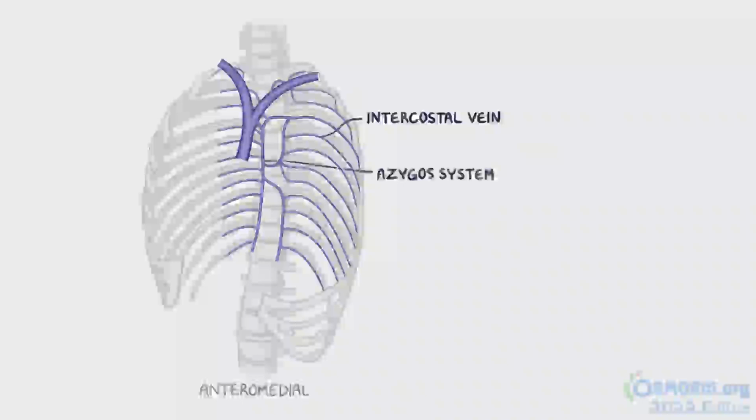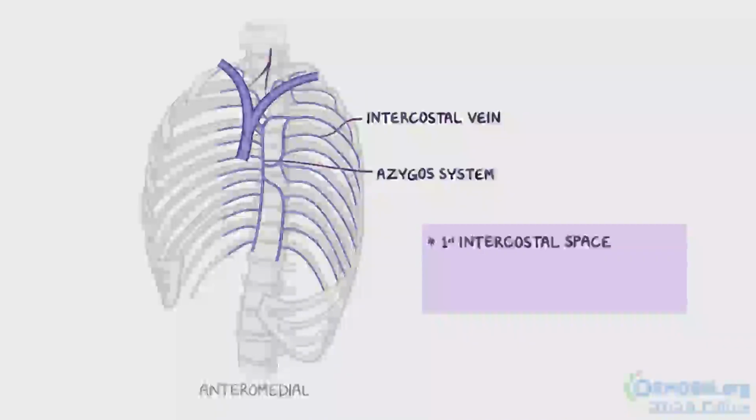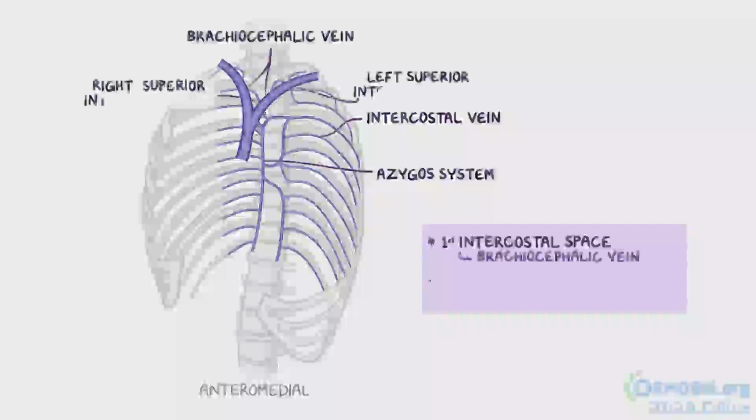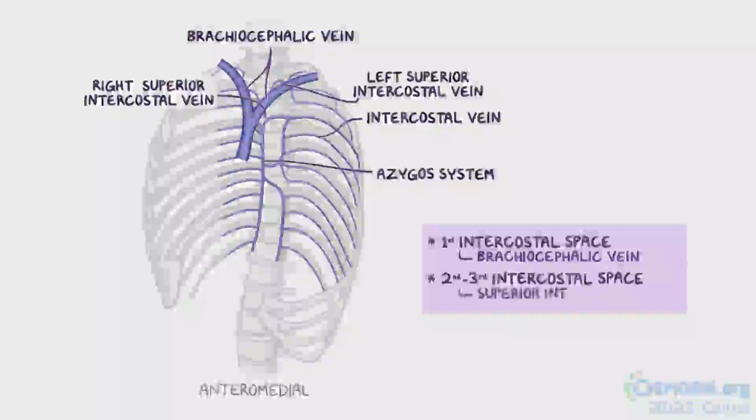The posterior intercostal veins of the first intercostal space enter directly into the right and left brachiocephalic vein. The posterior intercostal veins of the second and third and sometimes fourth intercostal spaces join to form a trunk called the superior intercostal vein.